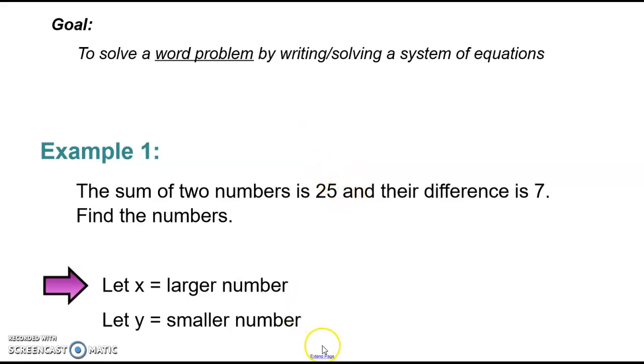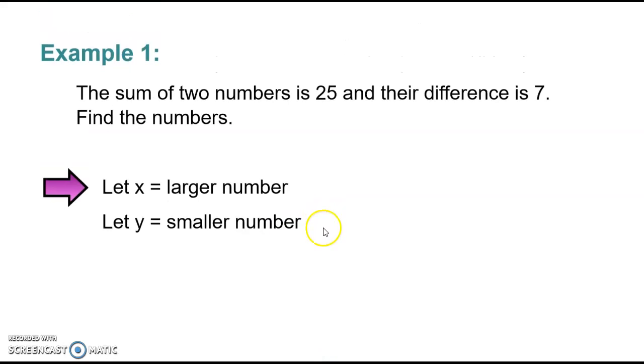So for this first one, it says the sum of two numbers is 25 and their difference is 7. Find the numbers. Now, anytime you're writing any equation, it's always a really good idea to define your variables. So I've done that for us here. Let x equal the larger number and y equal the smaller number. And now if we break this down, there are essentially two equations we can write using these variables. The first one is right here. It says the sum of two numbers is 25. So we'll just stop right there.